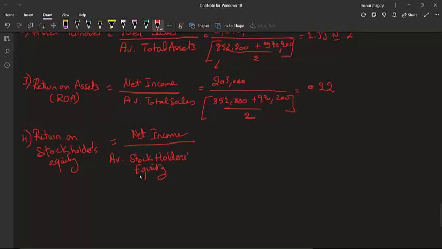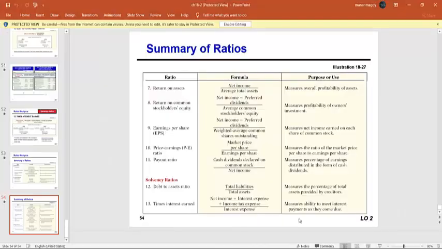This ratio refers to how much money or income the investors or the stockholders get in return for their stockholders' equity. Okay, let's see it here. The return on common stockholders' equity equals net income minus preferred dividends, if they exist, divided by average common stockholders' equity. If the preferred dividends don't exist, then it would just be 0. It measures the profitability of owners' investment, the net income that the owners can generate from the common equity that they have invested in the company.